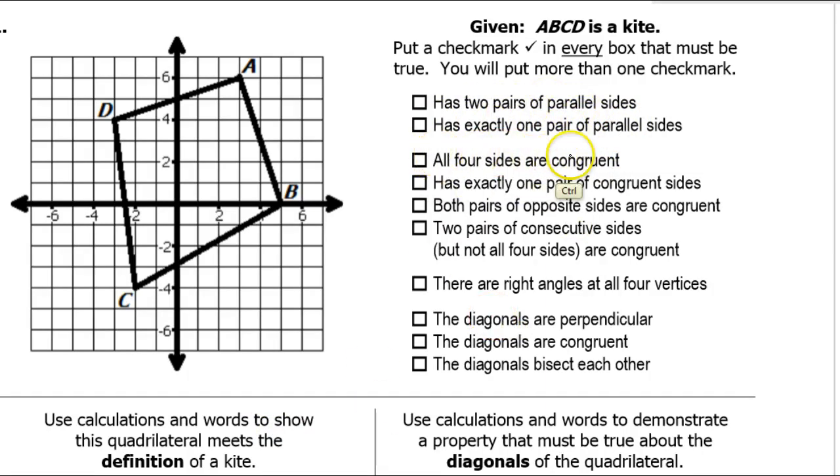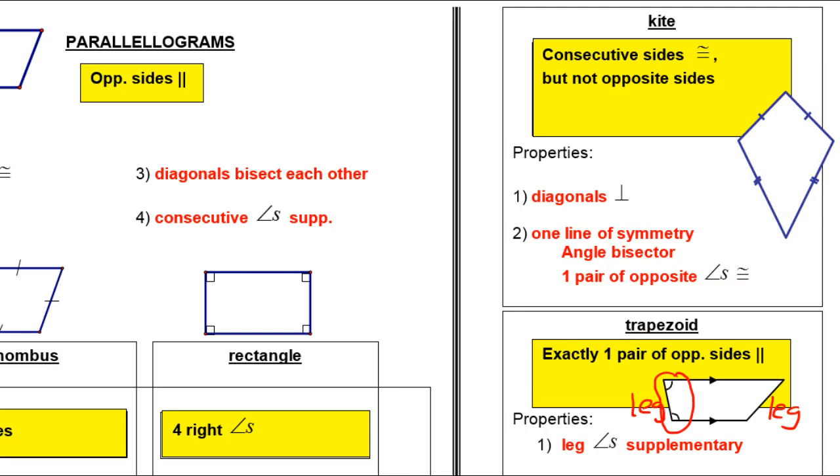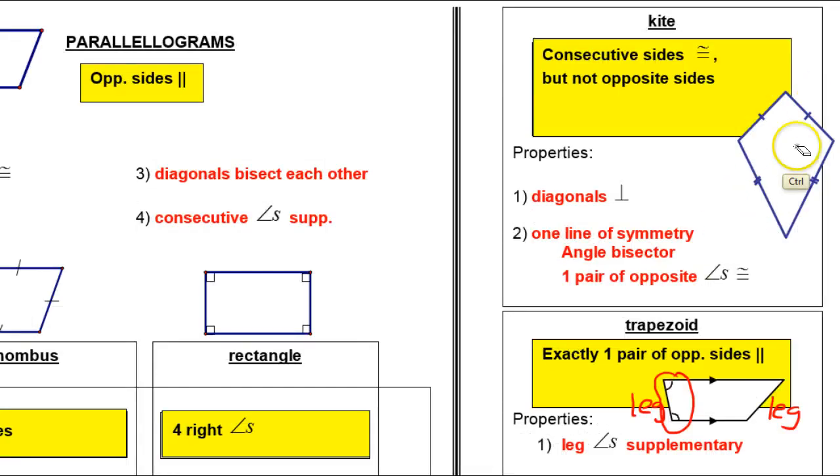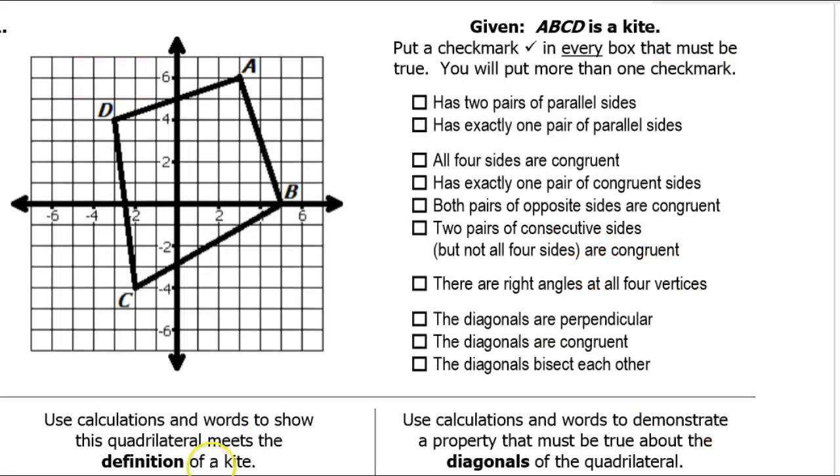All four sides are congruent. Nope, that's a rhombus. Has exactly one pair of congruent sides. Nope, a kite has two pairs of congruent sides. It's just that they're consecutive. Okay, one pair of congruent sides. Nope. Both pairs of opposite sides are congruent. Nope. The opposite sides are not congruent. It's consecutive sides. Opposite sides, that's a parallelogram. So that's going to be nope.